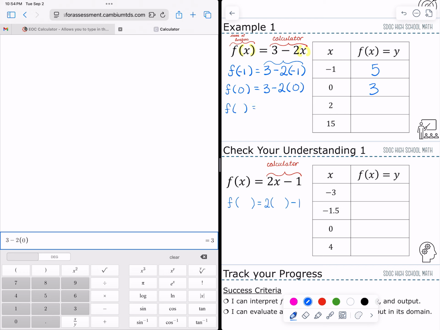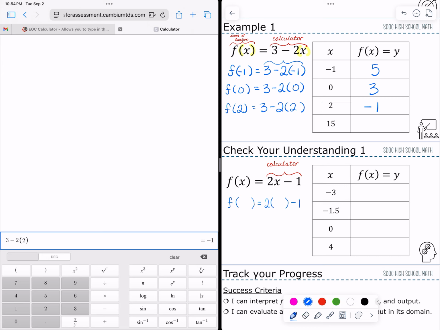F of x is equal to 3 minus 2x. This time our x value is 2. So 3 minus 2 times 2, and our solution is negative 1.